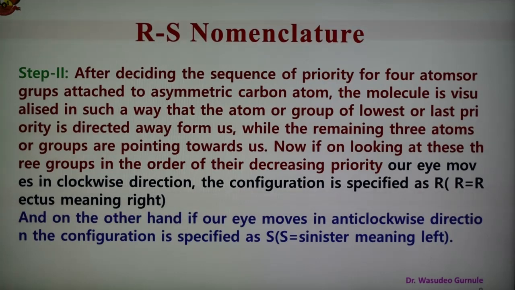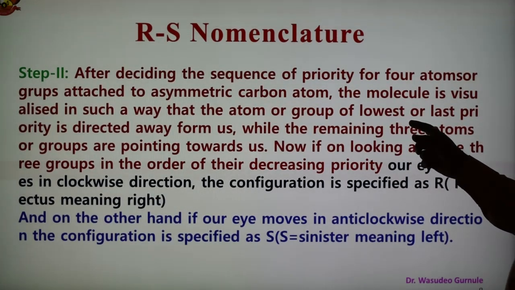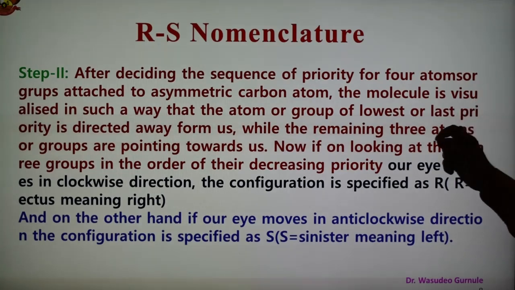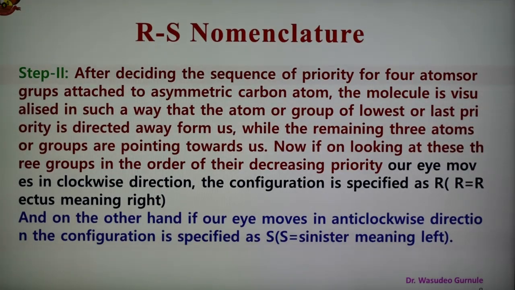4 atoms or groups attached to the asymmetric carbon atom. The organic compound is visualized in such a way that the atom or group of lowest or last priority is directed away from us, while the remaining 3 atoms or groups are pointing toward us. Therefore, if on looking at these 3 groups in order of their decreasing priority, our eye has to move in clockwise direction, the configuration is specified as R.